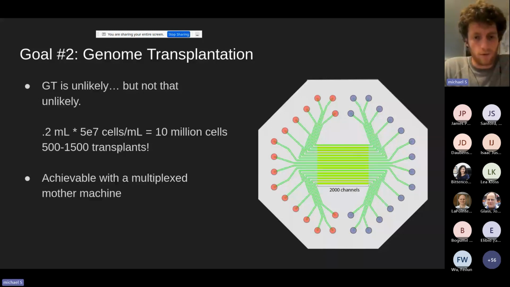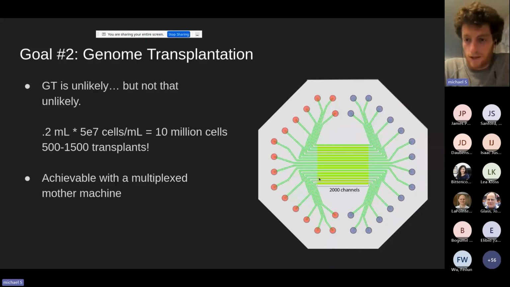on the 2016 paper, what you find is that there's about 10 million cells in a typical genome transplantation experiment. With 500 to 1,500 transplants, you really don't need that many cells before you see a transplantation. Just coincidentally, our lab's been doing some extremely high throughput imaging where we have 2,000 channels and 16 inlets, so you're able to grow gigantic numbers of cells at the same time.